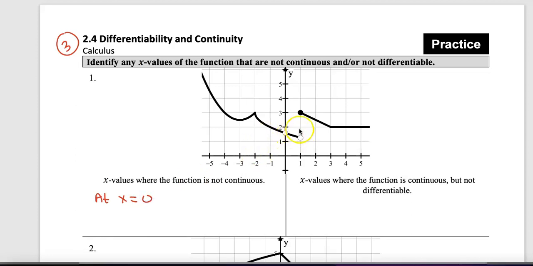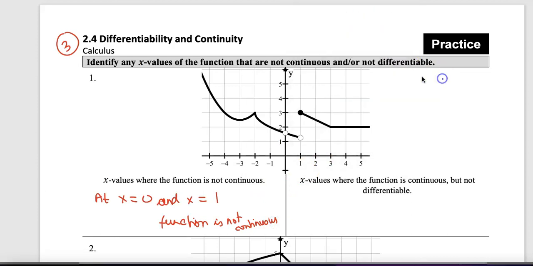Keep going. Okay, at this point you see there's a jump discontinuity over here. So we'll write at x equal to 0 and x equal to 1, the function is not continuous. Now let's go to another one over here.